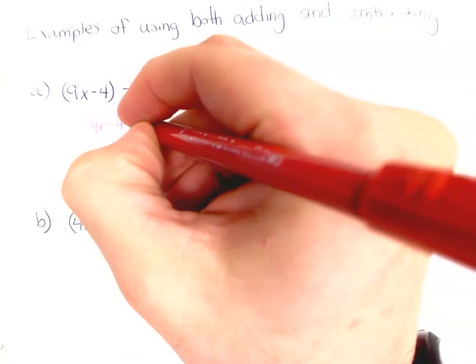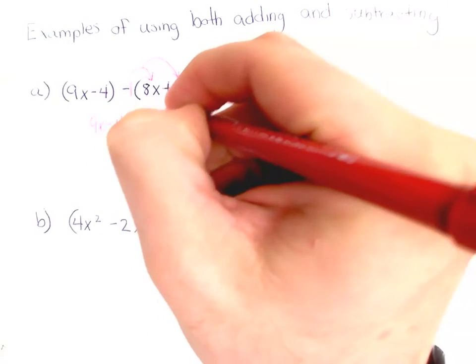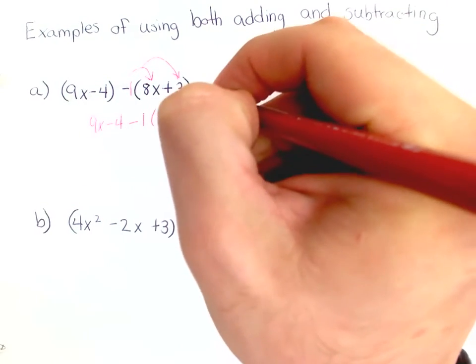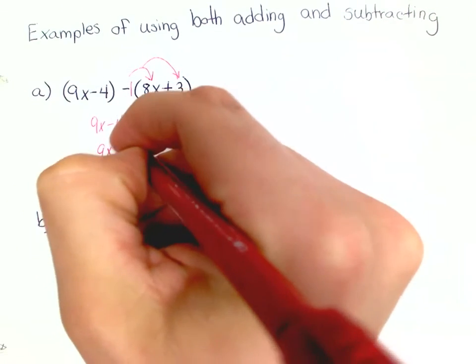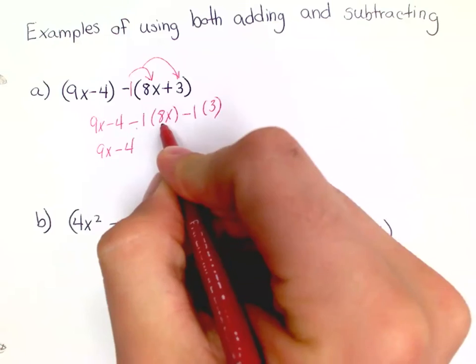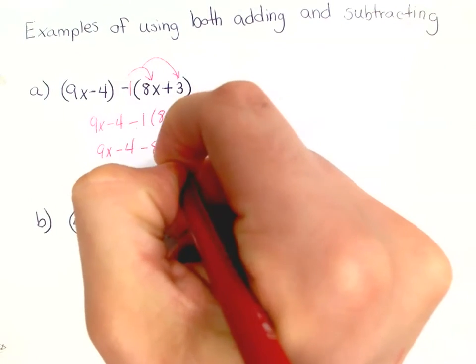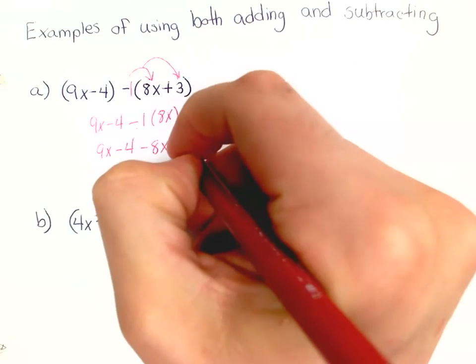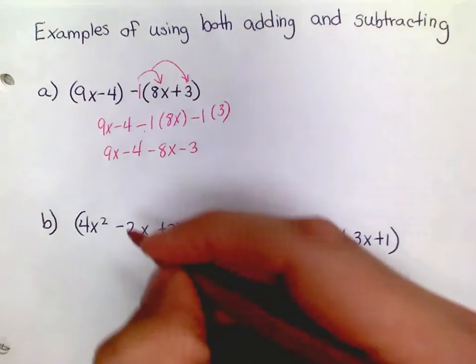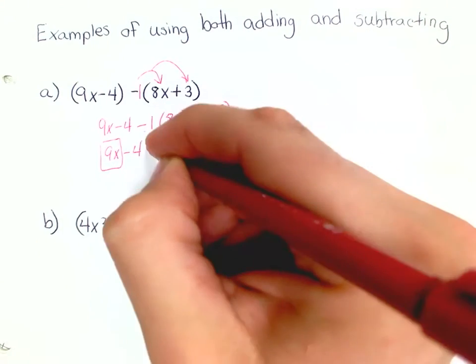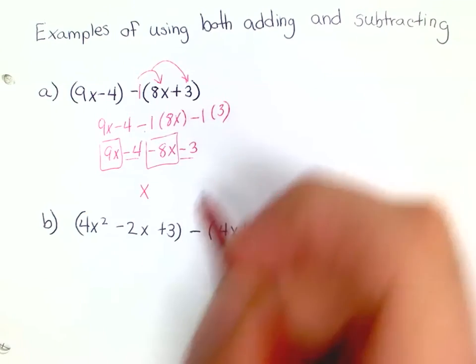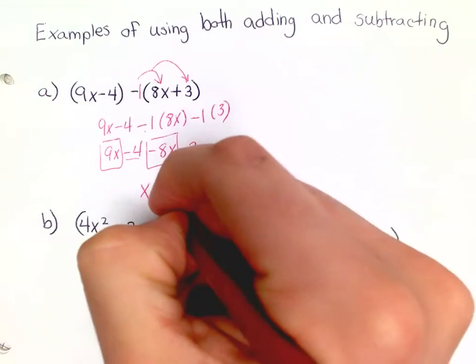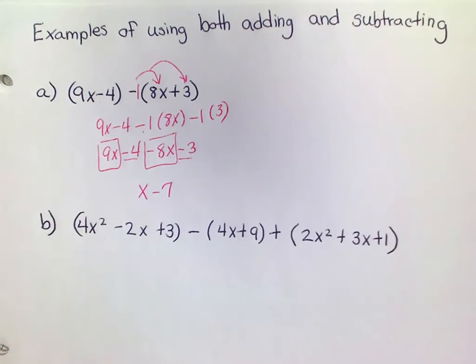Okay, now let's distribute that 1 across, so we have 1 times 8x minus 1 times 3. Let's go through and simplify. So we have 9x minus 4, and then minus 1 times 8x, we have a minus 8x. Minus 1 times 3, we have a negative 3. Grouping things that are similar, we're going to box the 9x and the negative 8x to have just plain x. Look at the negative 4 minus 3, that's going to be a minus 7. So the answer is x minus 7 for example A.